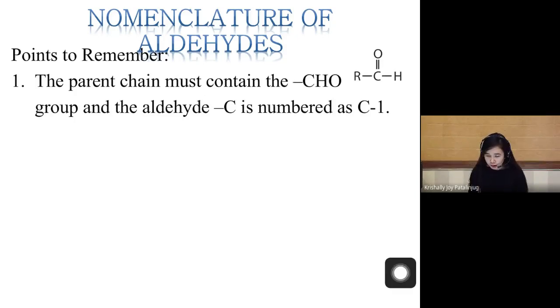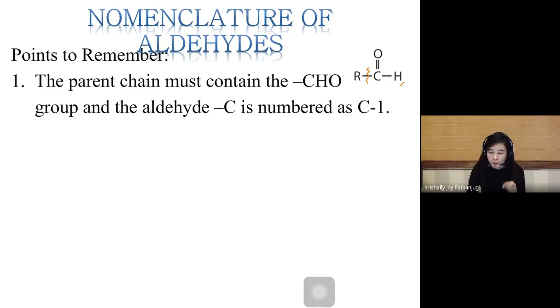Again, we're talking about aldehyde. So before you name an aldehyde, make sure that the compound you are naming is an aldehyde. How do you know it is an aldehyde? It contains a carbonyl group, then a terminal hydrogen. Take note, terminal hydrogen. It is always at the end. You will never see an aldehyde in the middle, on the second carbon or the third carbon. They are always in the terminal part because of the presence of hydrogen.